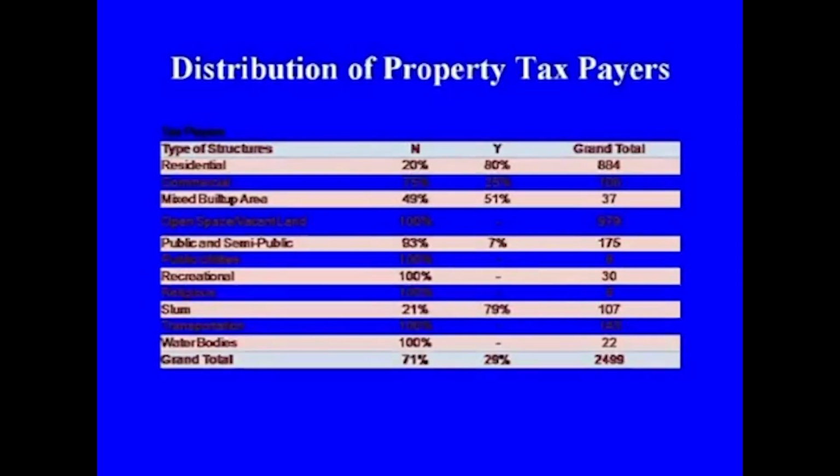So, this table now shows the distribution of the property taxpayers as per the different types of structures which are there, and what we find is that about 71% of the property which is there, they do not pay tax. It is only 29% who are paying the tax, and this is a substantial loss of revenue to the government.